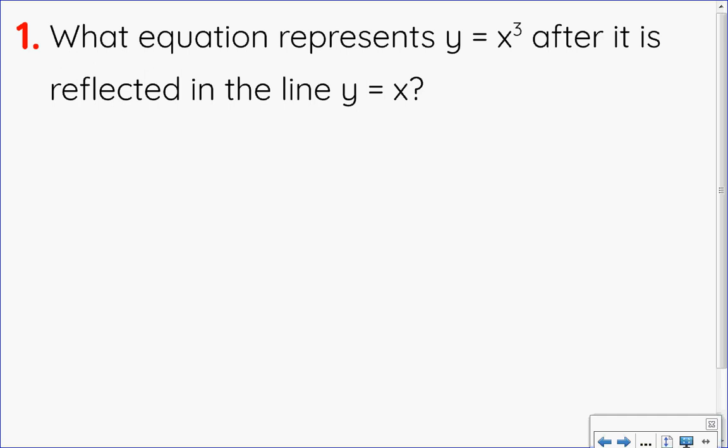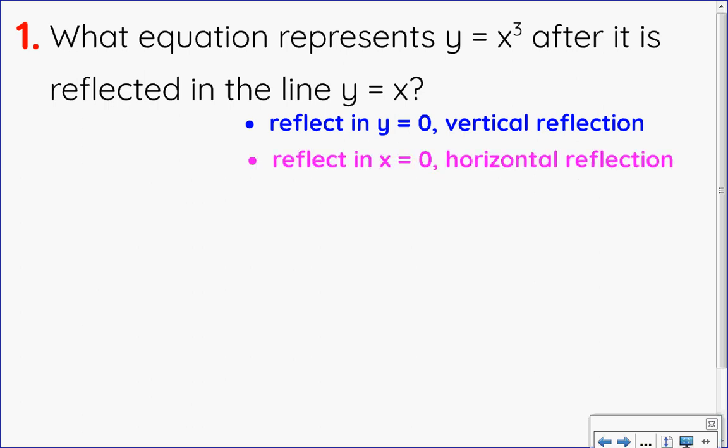So first of all, let's talk about the 3 types of reflections that we do. First type of reflection is reflecting in the line y equals 0, the x-axis, which is a vertical reflection. Second reflection we do is to reflect in x equals 0, which is the y-axis. That is a horizontal reflection. And the last reflection that we do is reflecting in the line y equals x, which is the inverse. So this is just a way of asking you to come up with the inverse.